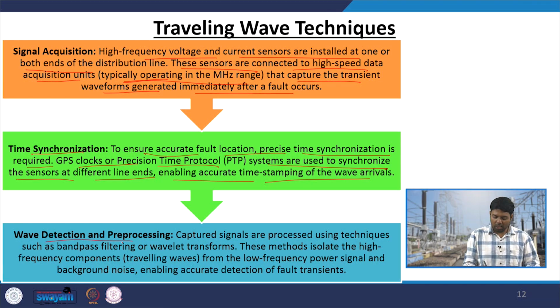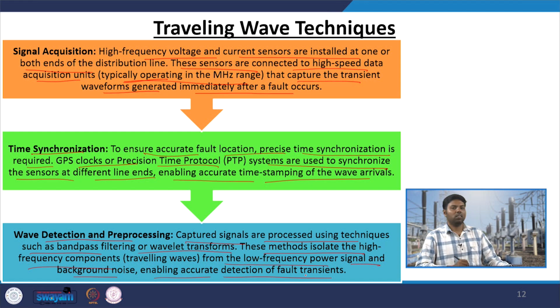Then wave detection and pre-processing. Captured signals are processed using techniques such as band pass filtering or wavelet transforms. These methods isolate the high frequency components from the low frequency power signals and background noise, enabling accurate detection of the fault transients.